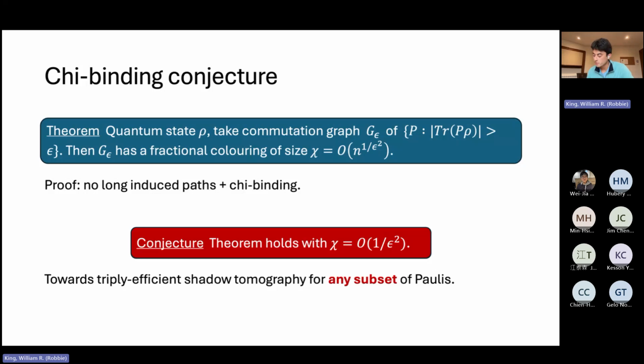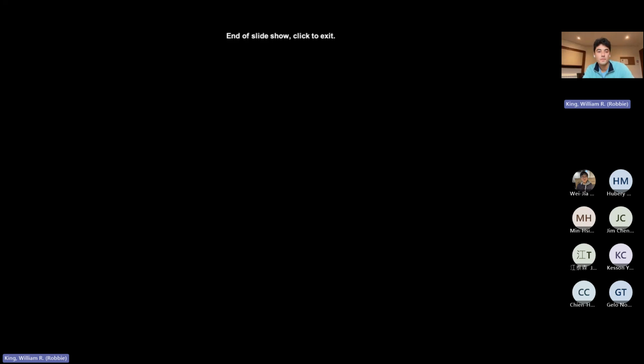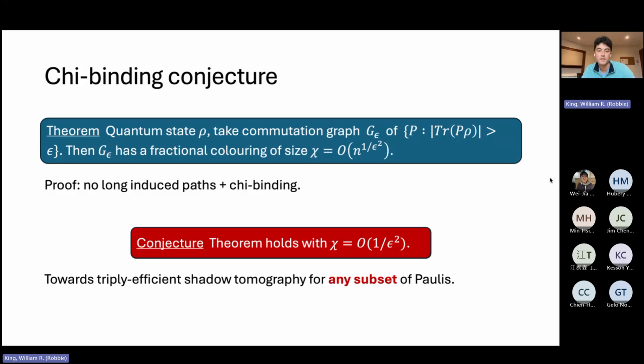So this is the conjecture. And if this was true, this would suggest that we can do triply efficient shadow tomography for any set of Paulis, not just the Majorana operators. I'm very curious if this holds or if there's a counterexample. And so I'll conclude my talk there. Thank you. Thank you so much.